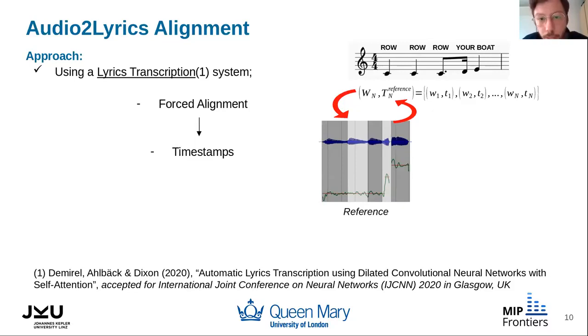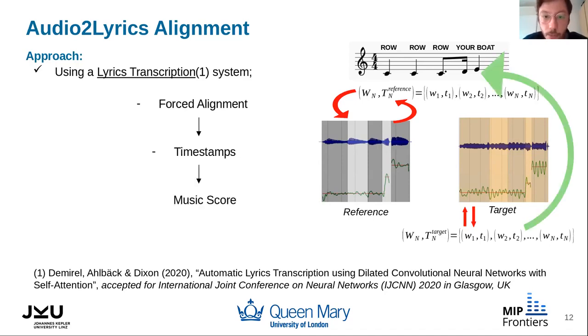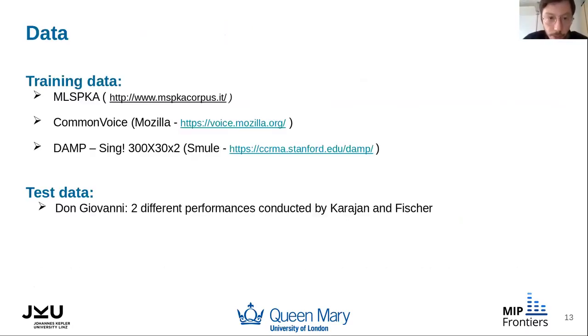Once we obtain the word and timestamp pairs for the reference audio, we apply the same for the target recording, and we obtain the same word timestamp pairs for the target recording as well. Since the word sequences are the same for both recordings, when we obtain the timestamps of these words in the audio signal, we automatically obtain the positions in the reference score. So that is the main idea of the approach that we are proposing in this project.